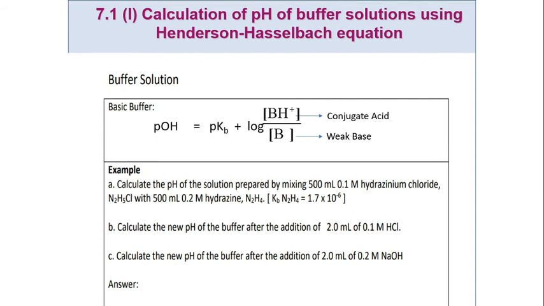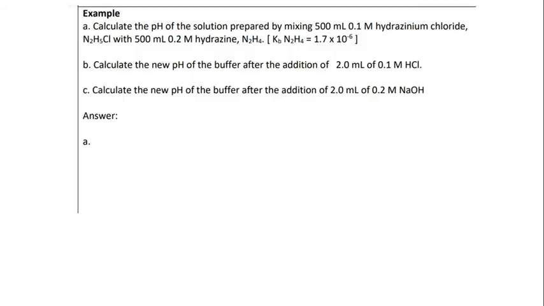Example question. Calculate the pH of the solution prepared by mixing 500 milliliter of 0.1 molar hydrazinium chloride N2H5Cl with 500 milliliter of 0.2 molar hydrazine N2H4, given Kb for N2H4 is 1.7 times 10 to the power of negative 6. For these questions, for question A, we didn't get the final concentration. Instead, we are given the volume and initial concentration.